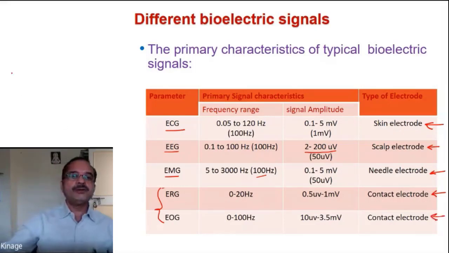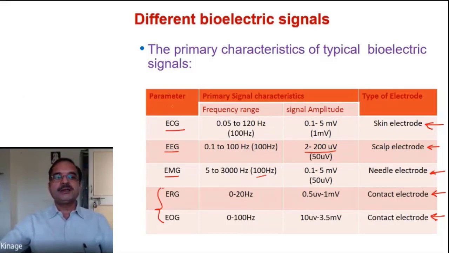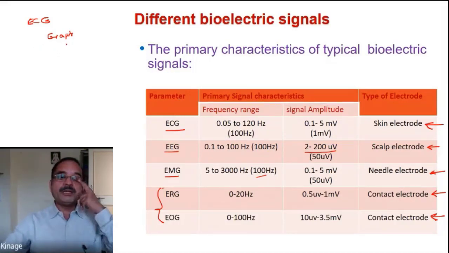Okay. Now when you see this terminology, the last alphabet, G, sometimes we use it. For example, when we say ECG, the last alphabet is G. So this G stands for gram, or graph. There are two terminologies here actually.